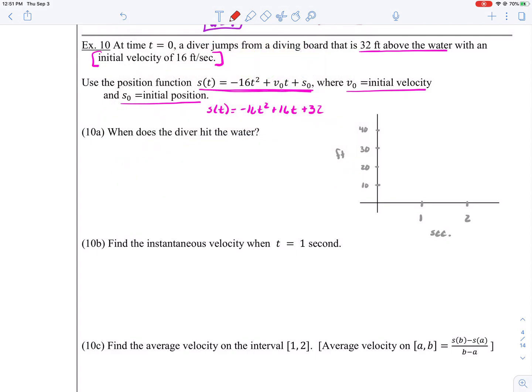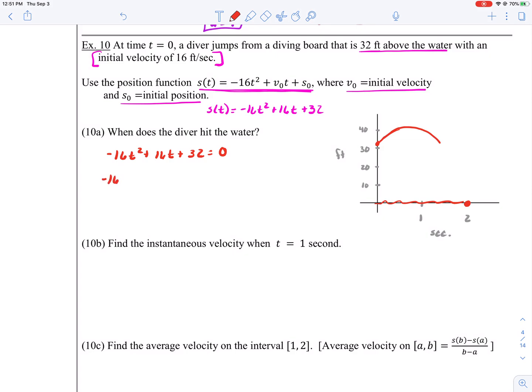Well, what's happening is I'm going to start at 32 feet, and then it's going to go up. I don't know exactly where the vertex is, but it's going to go up, right, and then it's going to come down. So the idea is, when is that going to be equal to 0? So I want to know when I land right there, because this is my water. That's what I'm looking for. So this is not a calculus question. This is a situation where I want to know when the position of the diver is equal to 0. So this is an Algebra 2 question.